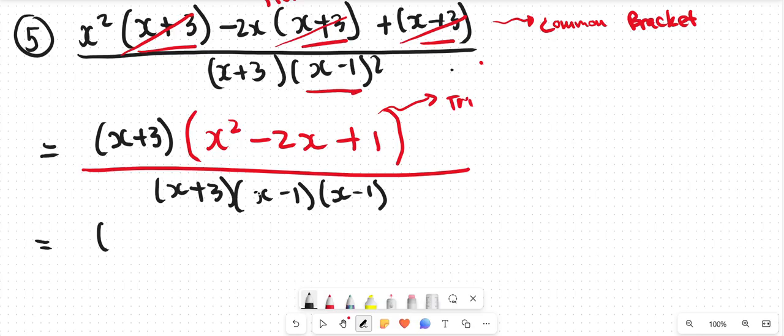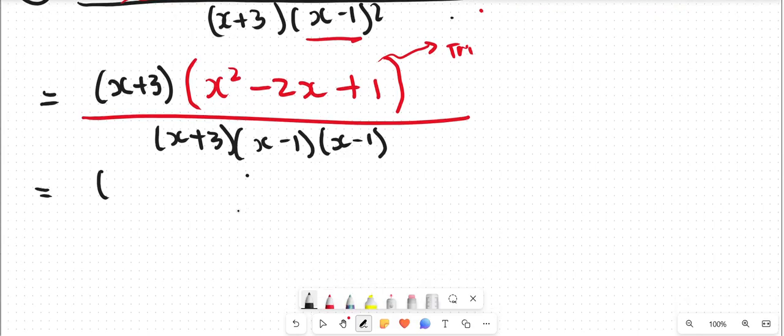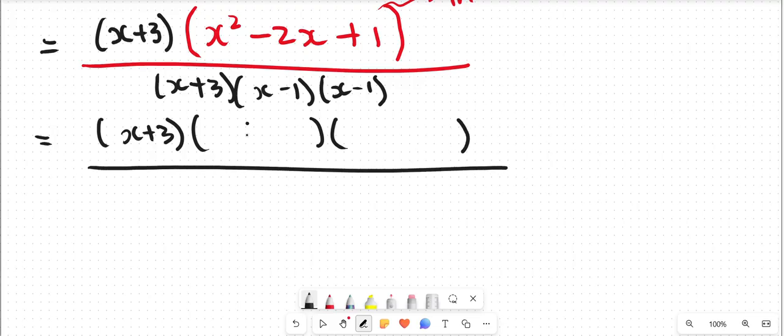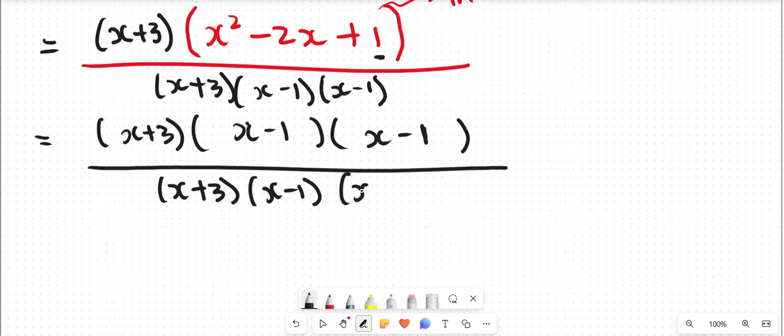I'm going to keep the first bracket. Right? The x plus 3. And then I'm going to do my trinomial. My trinomial breaks up into 2 groups. Factors of 1 that add to give me a negative 2 is an x minus 1 and an x minus 1. So that's my factorization of the trinomial up there. Then at the bottom, I have this guy. I have an x minus 1. I have an x minus 1.